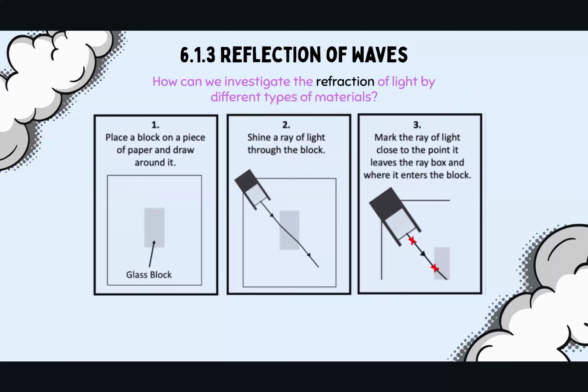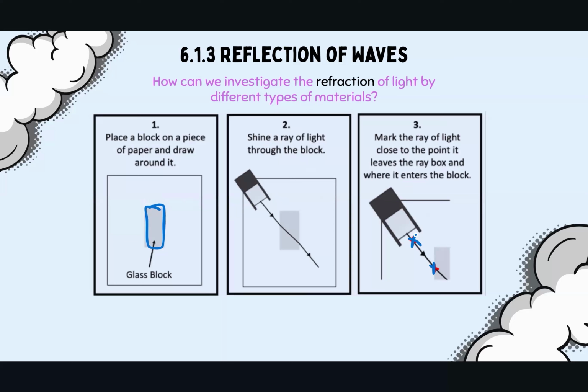Okay, now we're looking at refraction. How can we investigate the refraction of light by different types of materials? So essentially, it's the same process. Draw your crosses. Initially, draw around your glass block. Shine your ray of light.